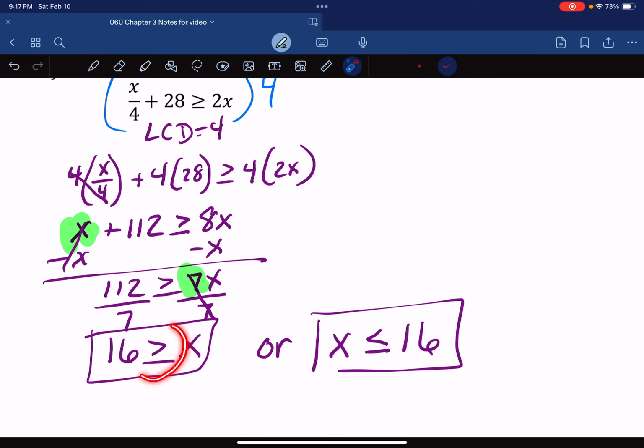Keep in mind that if I move the variable to the left side, I do want to make sure I make adjustments to the inequality symbol because I want them to be equivalent. This says that 16 is greater than x, and this one says that x is less than 16, or less than or equal to. So these are equivalent. Keep that in mind if you are going to rewrite it so that the x is on the left side.